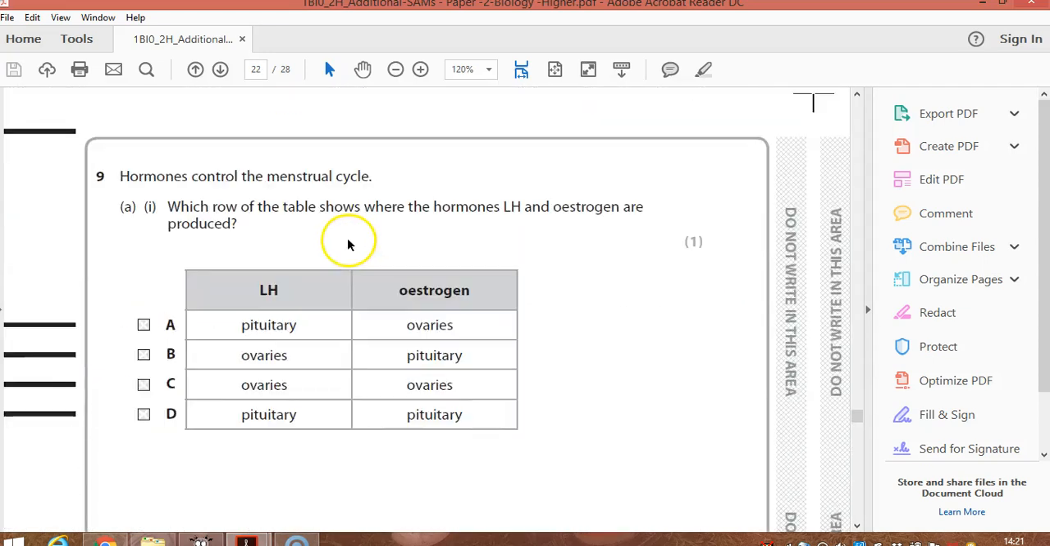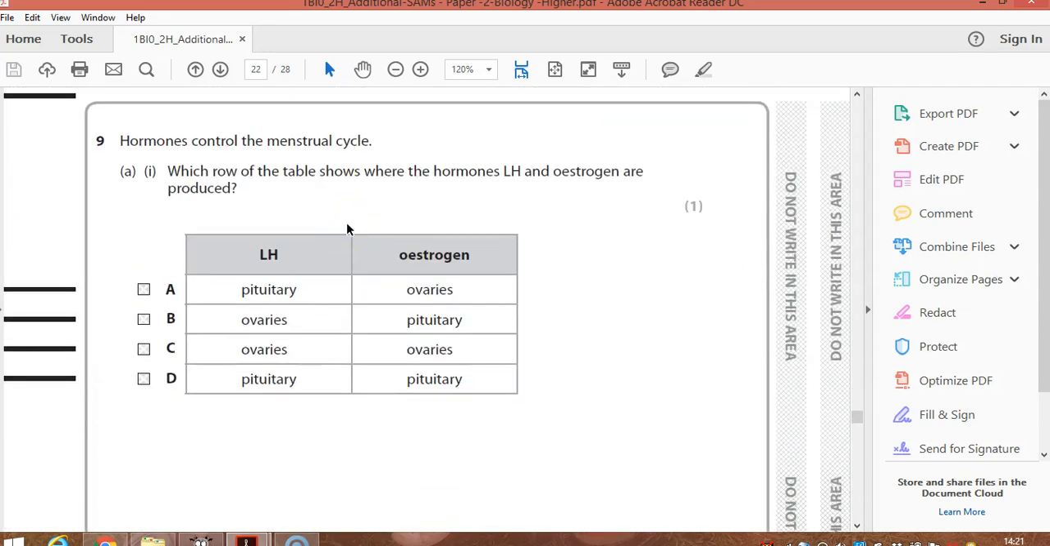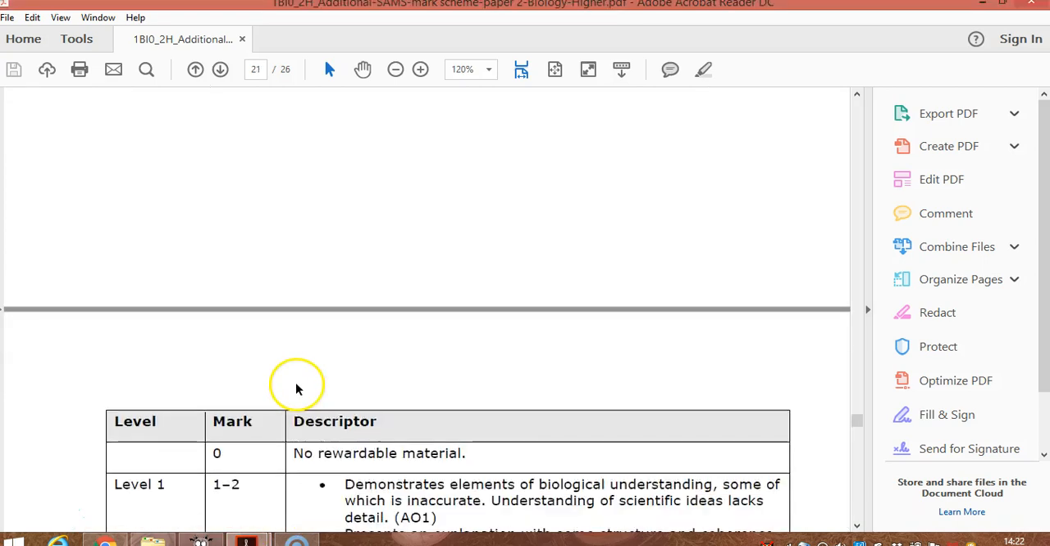Right, next page. We are almost finished. Hormones control the menstrual cycle. Which row of the table shows where the hormones LH and estrogen are produced? A, LH is in the pituitary gland and estrogen in the ovaries. B, LH in the ovaries and estrogen in the pituitary gland. C, LH and estrogen both in the ovaries. And D, LH and estrogen both in the pituitary gland. Off we go.